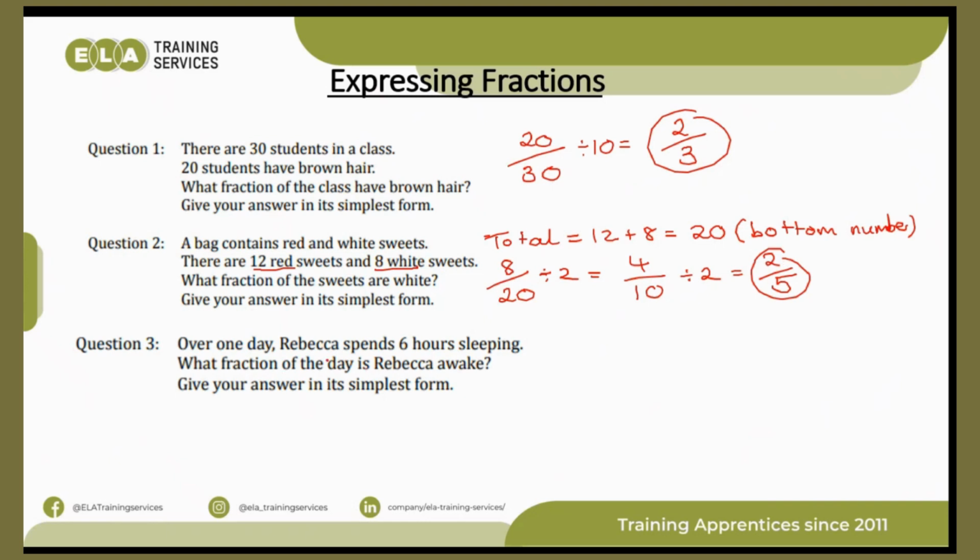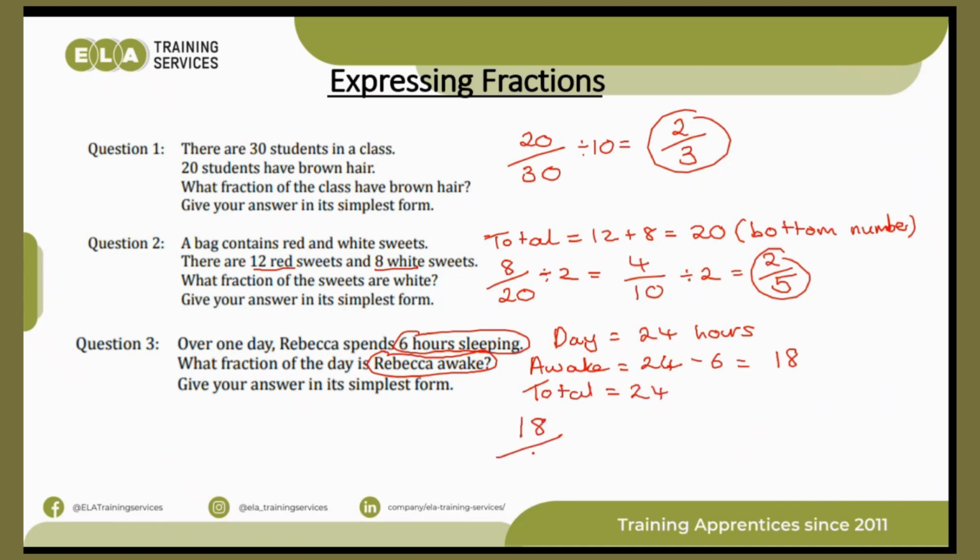And then our last one: over one day, Rebecca spends 6 hours sleeping. What fraction of the day is Rebecca awake? What's really important is not to put 6 over 24, because 6 over 24 would be saying how long she's been asleep. We need to know how long she's been awake. So we know a day is 24 hours, and we know 6 of those hours she's asleep. So to work out how many she's awake, we do 24 take away 6, which leaves us with 18. And then our total is 24. So then our fraction is 18 over 24.